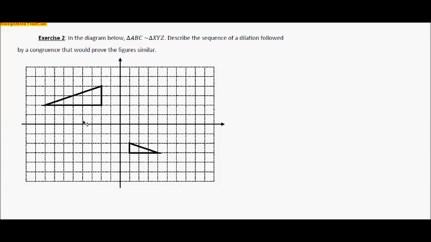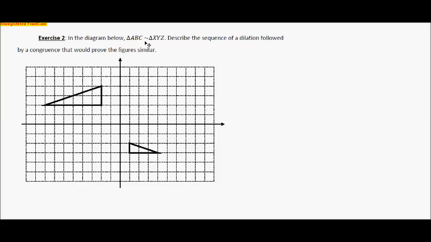Alright, here's exercise number 2, and a little different notation for you to be aware of here. First of all, this little symbol right here, it looks like a triangle, so it stands for triangle. So if I were to read this little section, I would simply say triangle ABC.